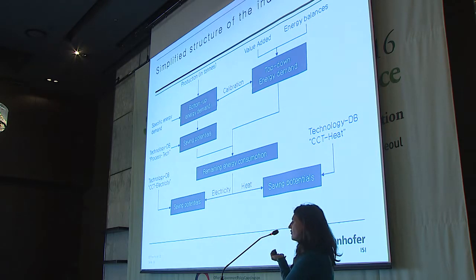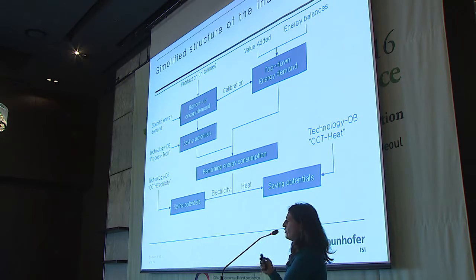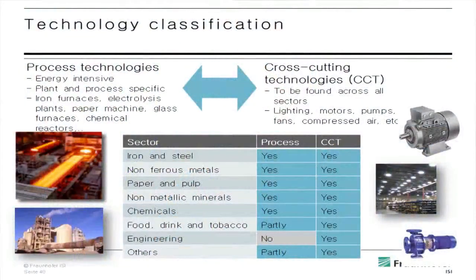Cross-cutting technologies are technologies that are used not only in one precise industry, but basically in all industry sectors. To highlight that, if you produce steel, for example, you have things that are really related to steel production, like the furnaces or the electrolysis. But then on the other hand, we have things like lighting or pumps or motors that are used in all industry sectors, and we model those as cross-cutting technologies.